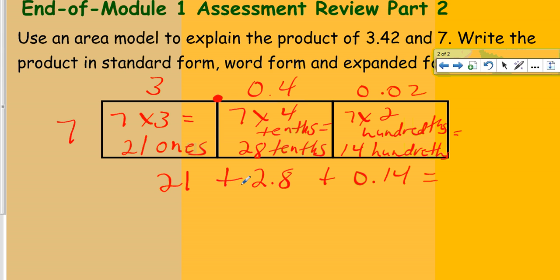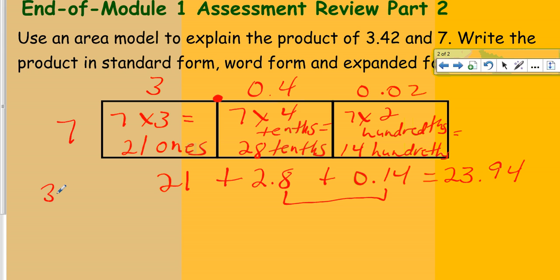Now we can add them all together. So if we have 21 plus 2.8, that gives us 23.8. 23, okay, 0.8. We have 8 tenths here, and we have 1 tenth there. So we can actually add those two together, giving us 9 tenths. Giving us 23 and 94 hundredths. Okay, now first let's double check our work.